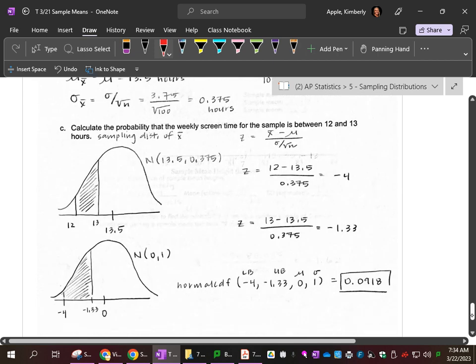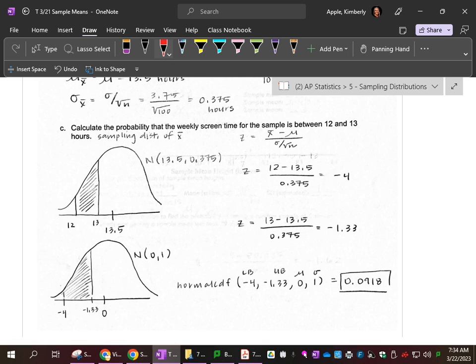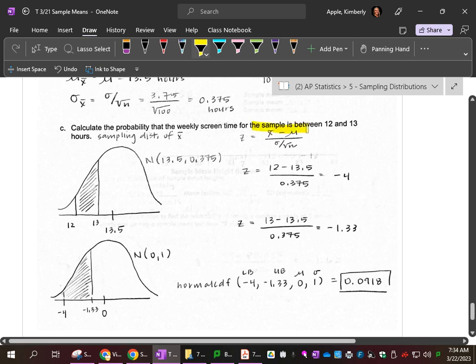Now that we have that information, we can tackle part C, which asks us to calculate the probability that the weekly screen time for the sample, this is how you know to use the sample statistics, is between 12 and 13 hours. You notice I've labeled my normal curve with the mean of the sampling distribution and the standard deviation of the sampling distribution. And we're looking for a value between 12 and 13.